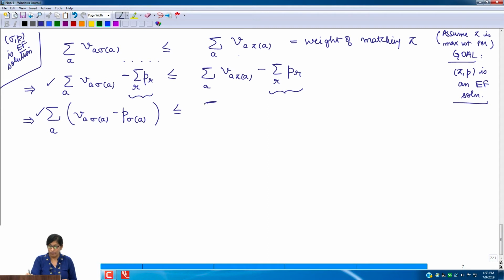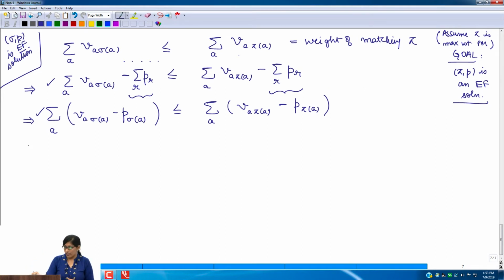I do the very same thing here as well, minus P of pi A, right? So these two quantities are exactly equal. I've just regrouped things, and these two values are again exactly equal, because I've just regrouped.